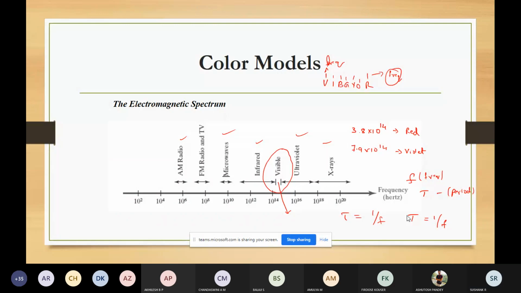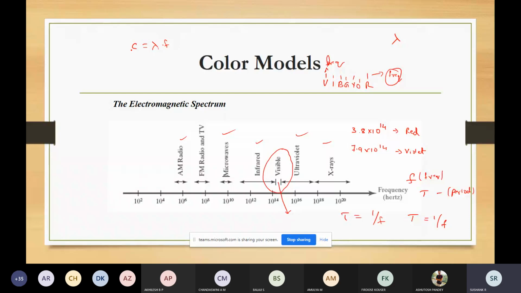And we have one more term. The distance that the wave has traveled from the beginning of one oscillation to the beginning of the next oscillation, we will call wavelength, which is represented by lambda. So we know the general formula: c is equal to lambda into f, where c is the speed of light. So wavelength and frequency are also inversely proportional to each other.